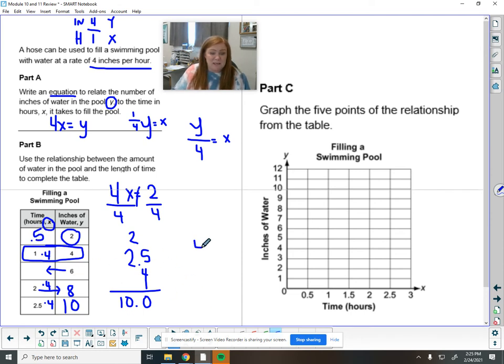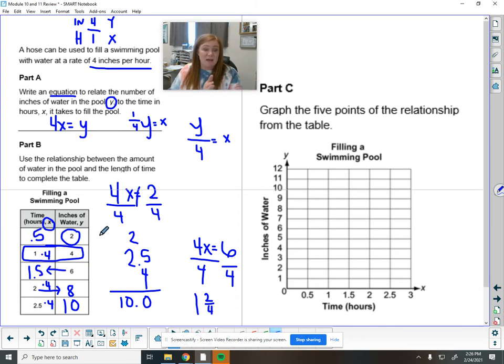Our next problem, we know it takes 4 hours to do 4, so 4 x's equals, this time, 6. Going to divide by 4, divide by 4. 4 goes into 6 one whole time with 2 fourths left over, 1.5. So every time when we're going from x to y, we times by 4. When we went backwards, we did the opposite, divide by 4, since those are reciprocal operations.